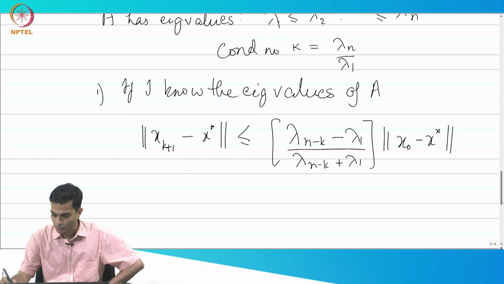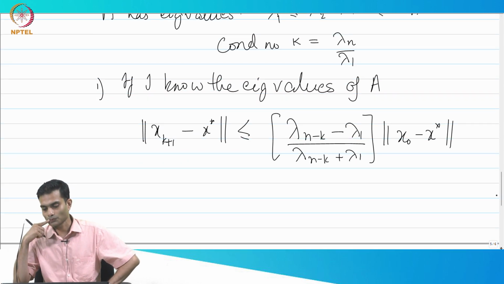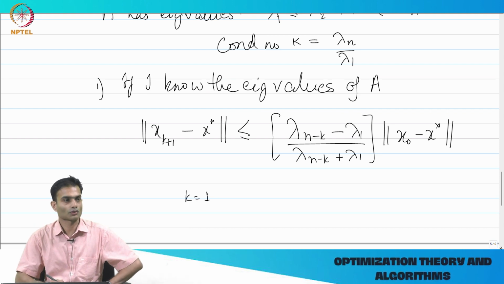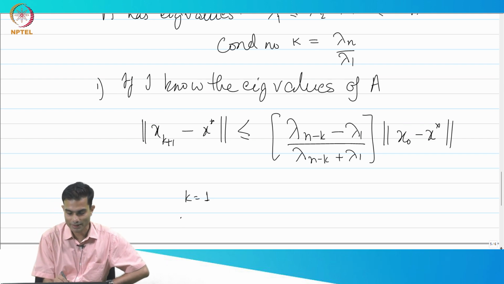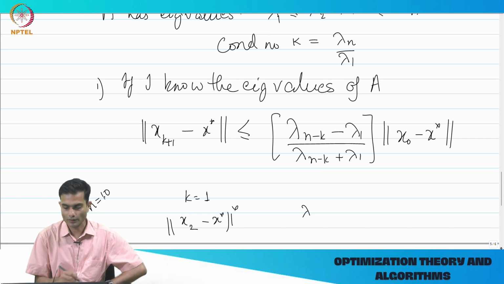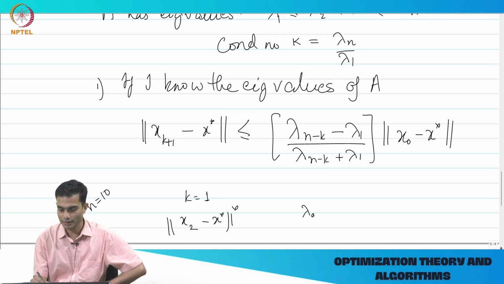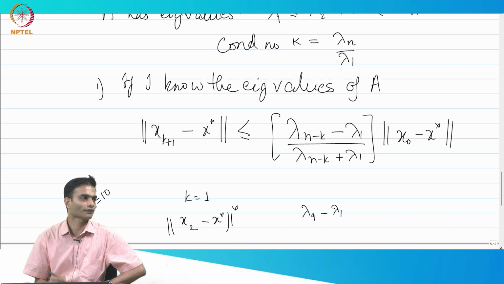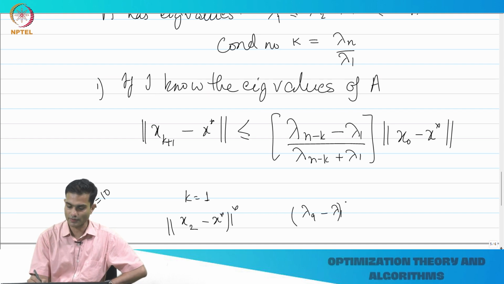So let us say the smallest eigenvalue is repeated 5 times. If I take k equal to 1, what will I see over here? On the left hand side, I'm looking at x2 minus x star. Over here, what will I see? Let's say n is equal to 10. What do I see? Lambda 9 minus lambda 1. Is lambda 9 minus lambda 1 zero? It's not 0, since the repeated eigenvalues are the first 5. So this is fine. It is some number.